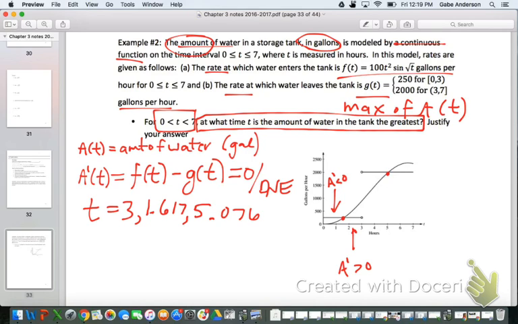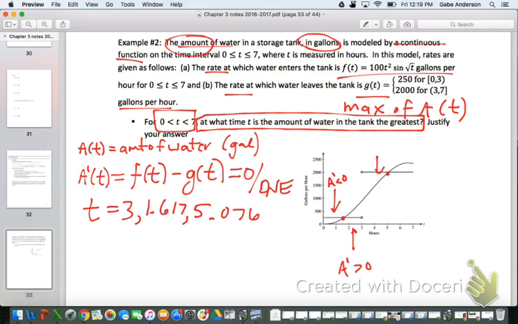So what does that mean about the 1.617? It's a minimum of a, isn't it? It's a relative minimum right there. So that's not the answer to our question. Let's keep going. So I already found a prime's sign on the interval from 1.617 to 3. How about a prime's sign from 3 to that 5.076?